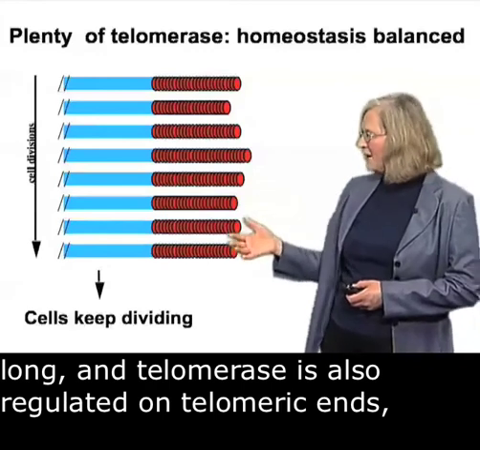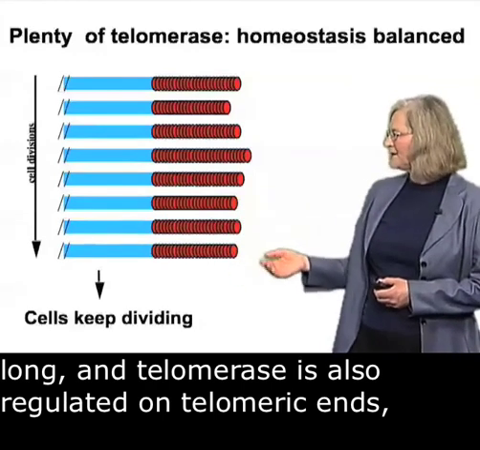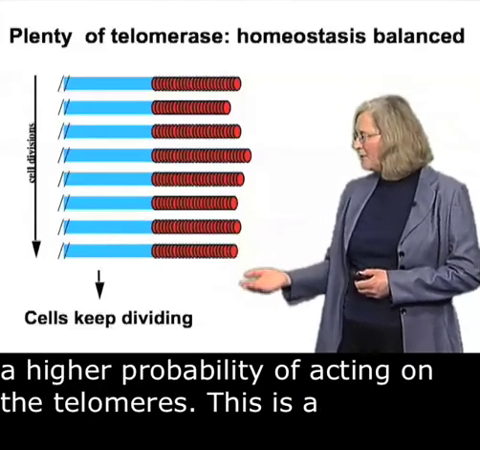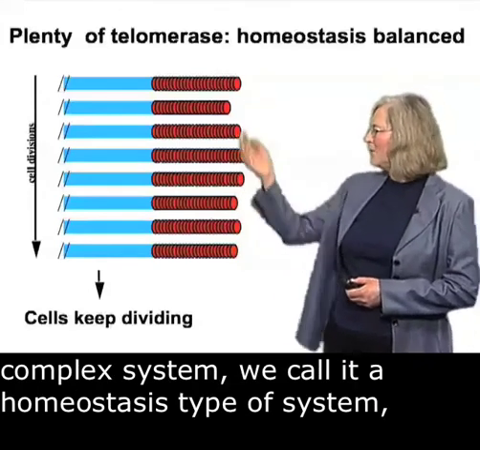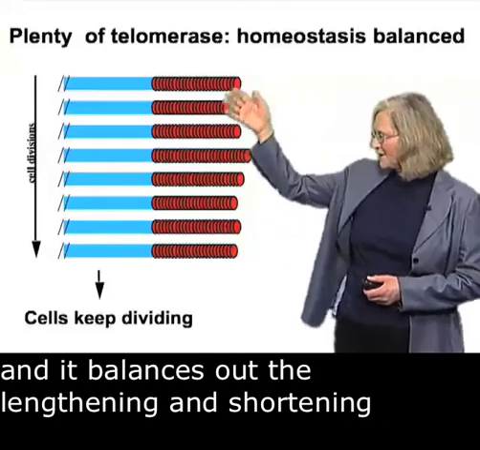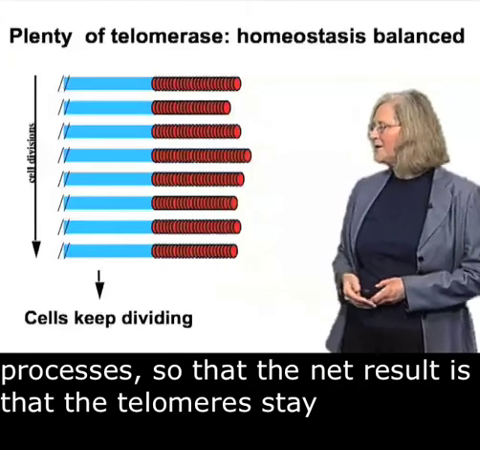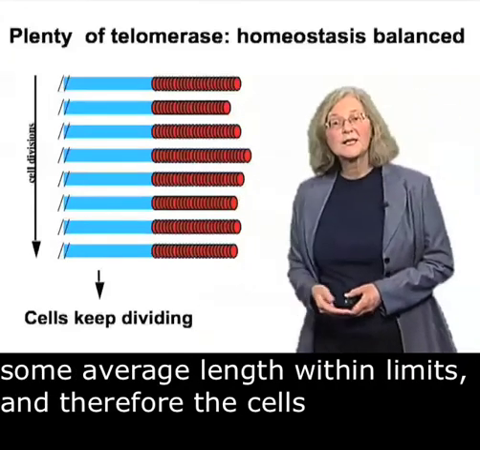And telomerase is also regulated on telomeric ends, so that as the telomeres get shorter, then telomerase has a higher probability of acting on the telomeres. This is a complex system. We call it a homeostasis type of system, and it balances out the lengthening and shortening processes so that the net result is the telomeres stay some average length within limits, and therefore the cells keep dividing.